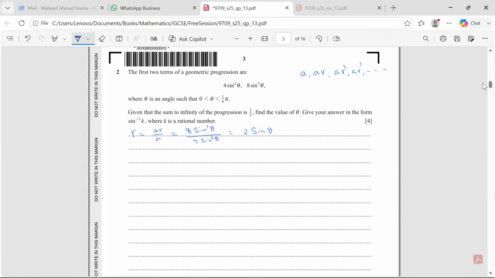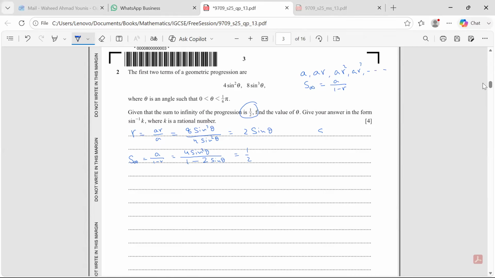Now remember the sum of infinite terms. If I have a formulation like this, the sum to infinity is a over 1 minus r. So if I do the same thing, the sum to infinity is a over 1 minus r, where a is the first term, which is 4 sine squared theta, divided by 1 minus r, and r we just found. It is 2 sine theta. So this is given as 1 by 2. Remember, the sum to infinity is given as 1 by 2. So this is equal to 1 by 2.